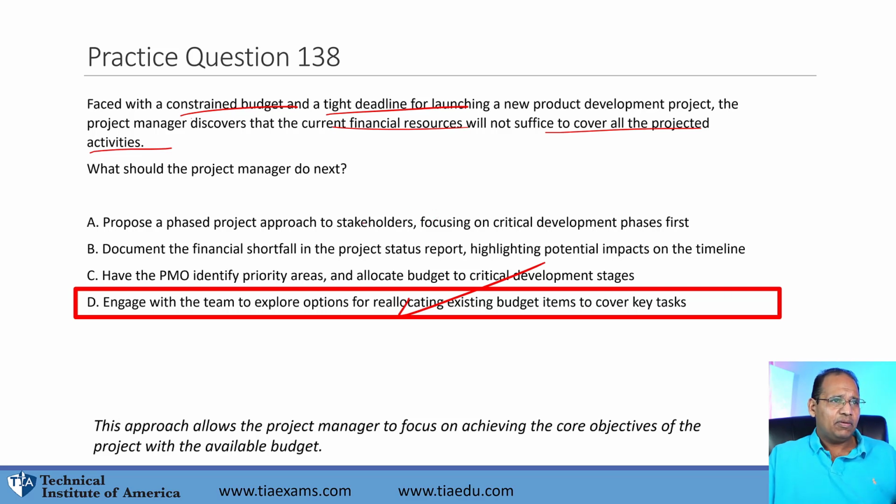I like that. But you notice this is something you're doing on your own. You're not engaging the team here. You're proposing this option. You should engage your team. D is just a better answer than A. If the team says to do A, maybe it's a good option, but you shouldn't choose that by yourself. Document the shortfall, highlighting the impact on the timeline. You don't know those potential impacts yet. Work with the team on this.